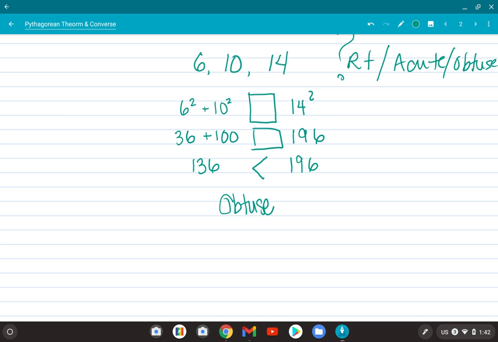All right, so today for assignment, you will be working on a whodunit mystery where you actually are going to solve using the Pythagorean theorem and have to tell me, if I give you three numbers, is it a right triangle, obtuse, or acute? Okay, good luck.